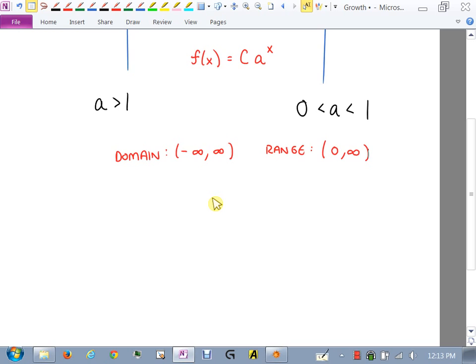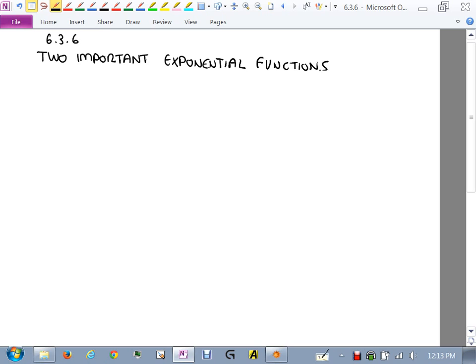All right. Now, I'm looking at the book to see which part of this I want you to focus on. Let's look at two specific exponential functions that are very important to us. Two important exponential functions. This is 6. First one, f of x equals 10 to the x.